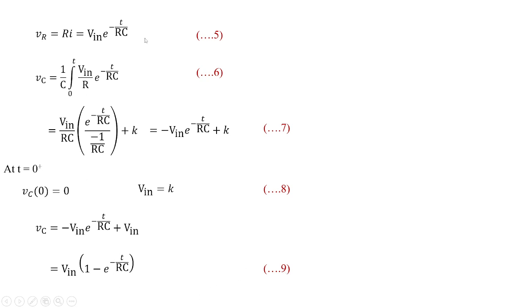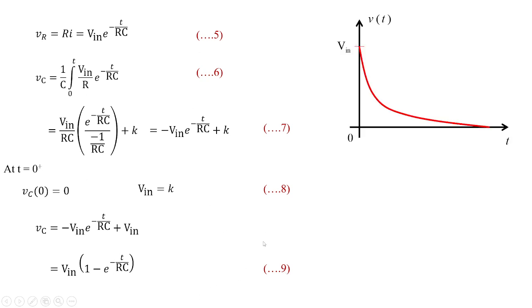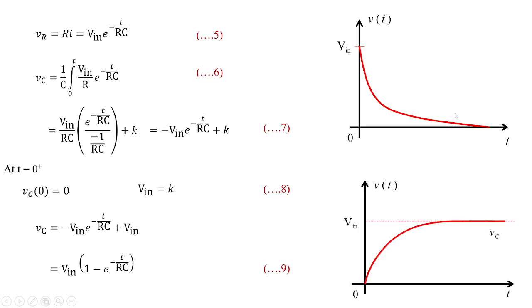Now based upon equation 5 and equation 9, I am going to get the voltage across resistance, which is drooping in nature, whereas the voltage across the capacitor is increasing in nature. Why? The capacitor has completely charged to the voltage which is supplied by the DC source.